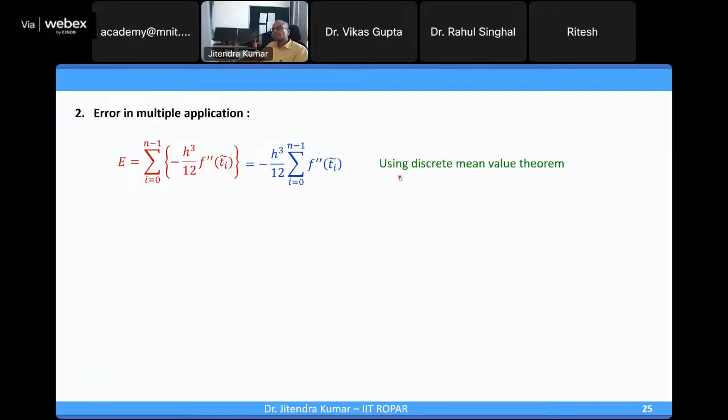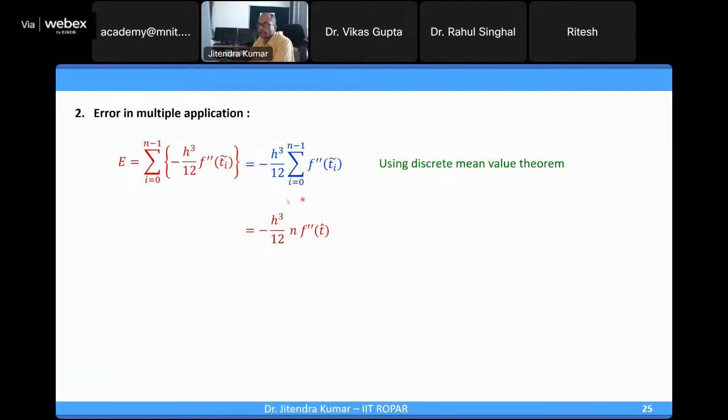Now we can apply the discrete mean value theorem, which I have mentioned, because there you have a term which is not changing sign, and you can add this one from 0 to n minus 1, which will give you just n, and the double derivative will be at some other point. So we got this, but there is an n here.